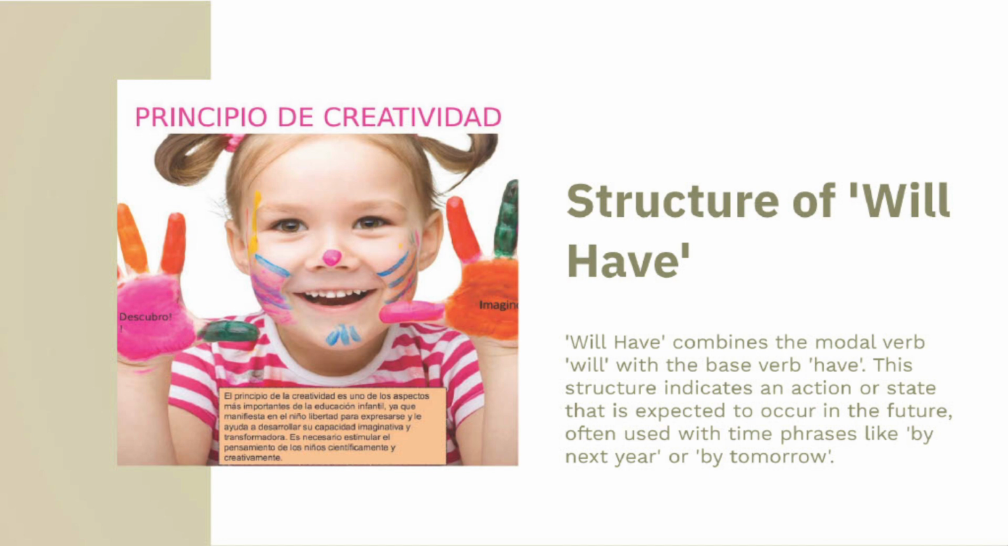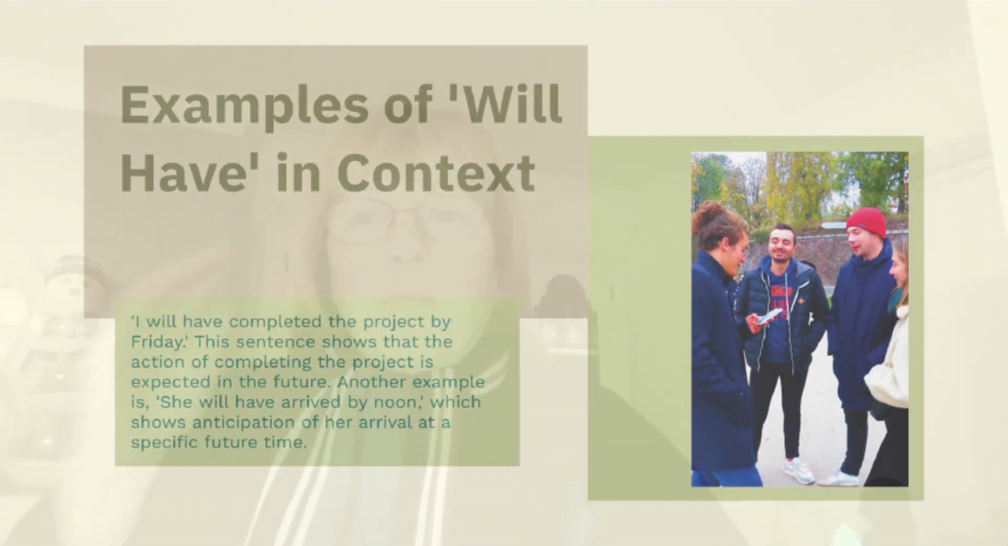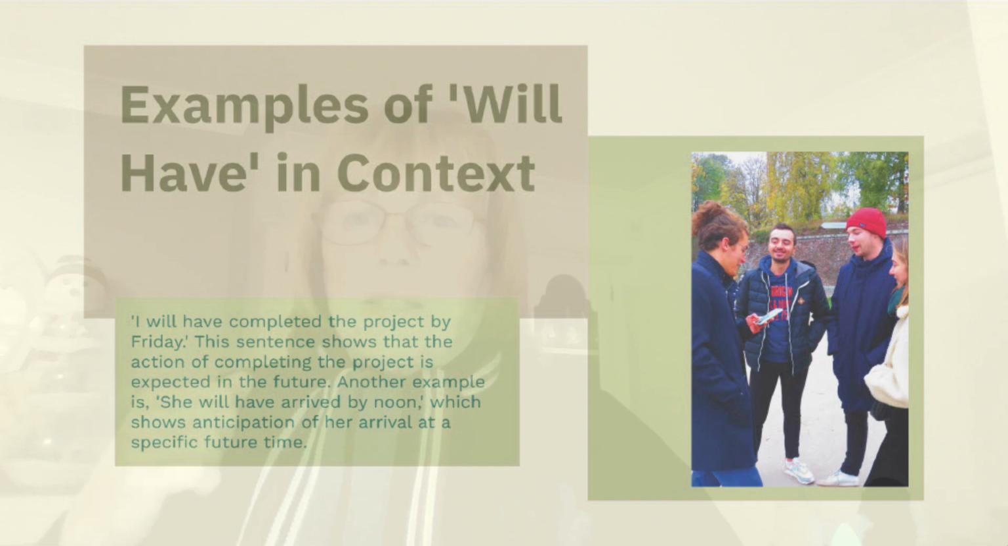And as I've told you before, when you're using will have, you very often use phrases like by next year, or by tomorrow, or by a certain date, as in by December the 15th. So think about the phrases that you're using. If you use will have, when are you doing it by? So you might say, I will have completed the project by Friday. What does that tell you? The action, the completion, what you expect is in the future.